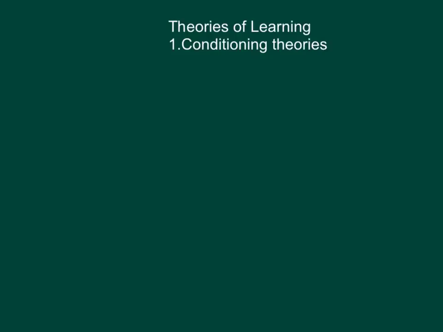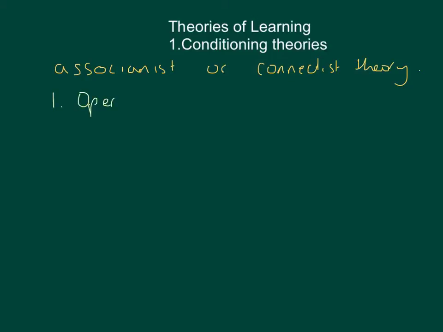Okay, so the first theory of learning we're going to look at is a conditioning theory, and this is sometimes called an associationist or a connectionist theory or viewpoint. The particular one we're going to look at today is the theory of operant conditioning.